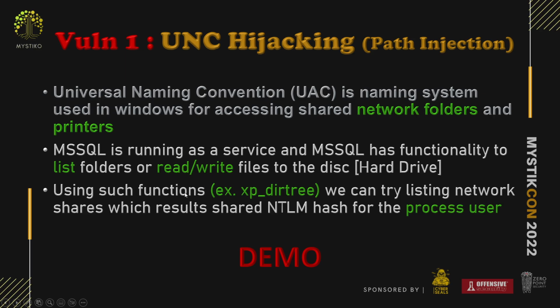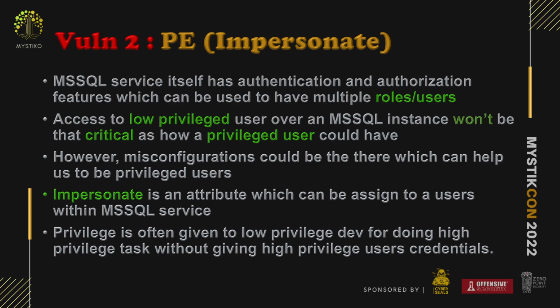So let's move to the next slide, as we are already aware of UNC path injection, or UNC hijacking, both of which we can call that. The second vulnerability here is privilege escalation with impersonation.